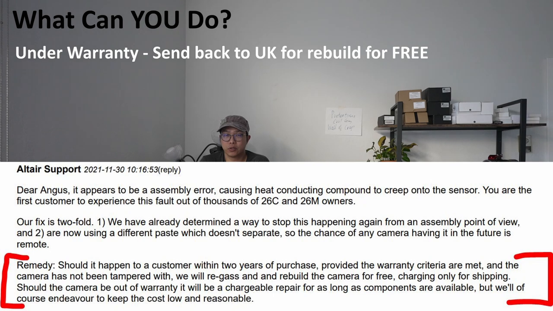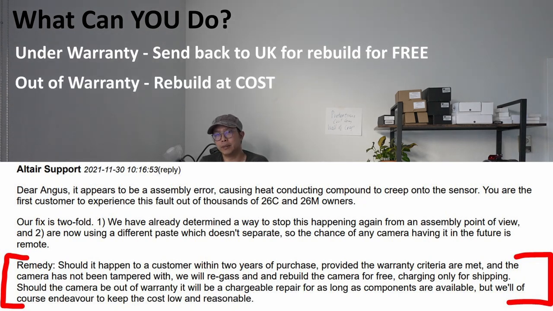Well, what about those of us who are out of warranty? I don't think many of us are going to be out of warranty for this camera because it's basically brand new. But if somehow you are out of warranty, then Altair Astro will still rebuild your camera, but it will come at a cost. And now this is not a plug for Altair Astro.